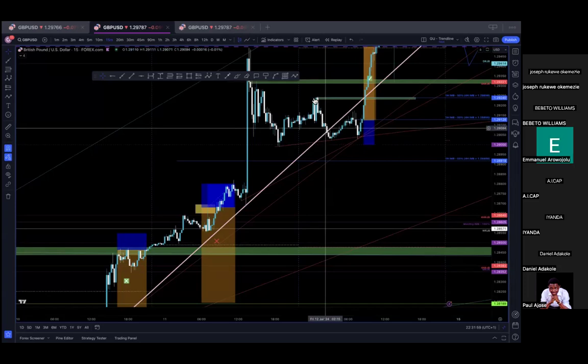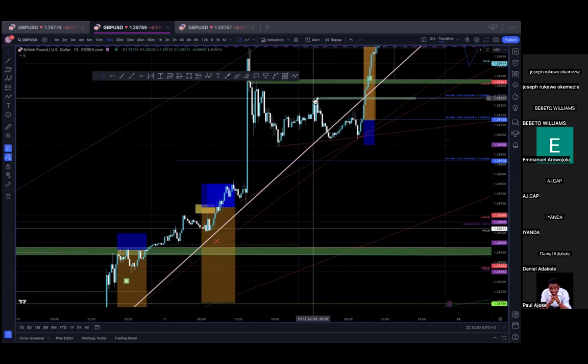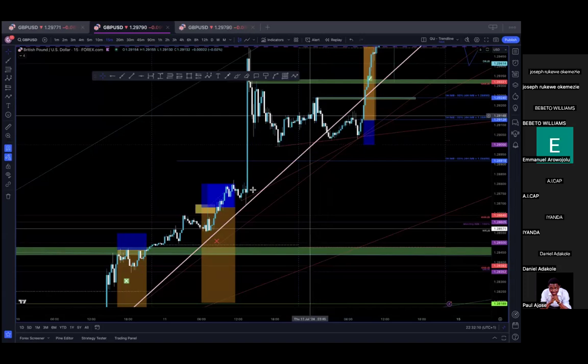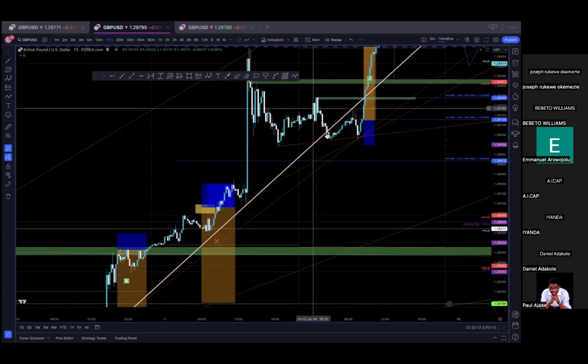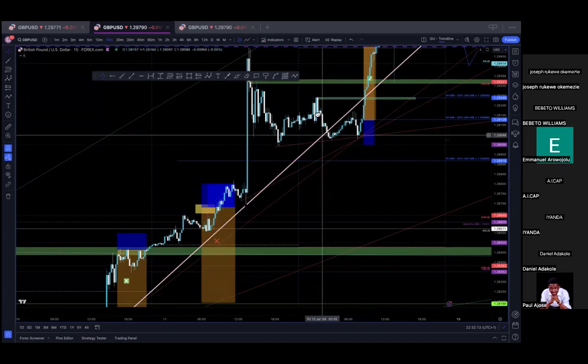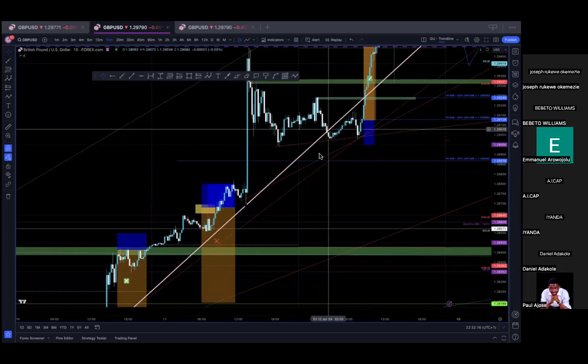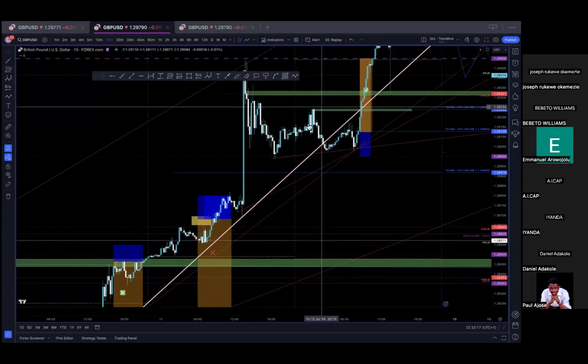I use monthly, weekly, daily, 4 hours and 15 minutes. That's what I use. Sometimes I check 1 hour, but it's not part of my confluence. So see this trend line here on 15 minutes. This was the third touch. Are you getting me? Somebody that sees this trend line will think, oh, price has broken it.